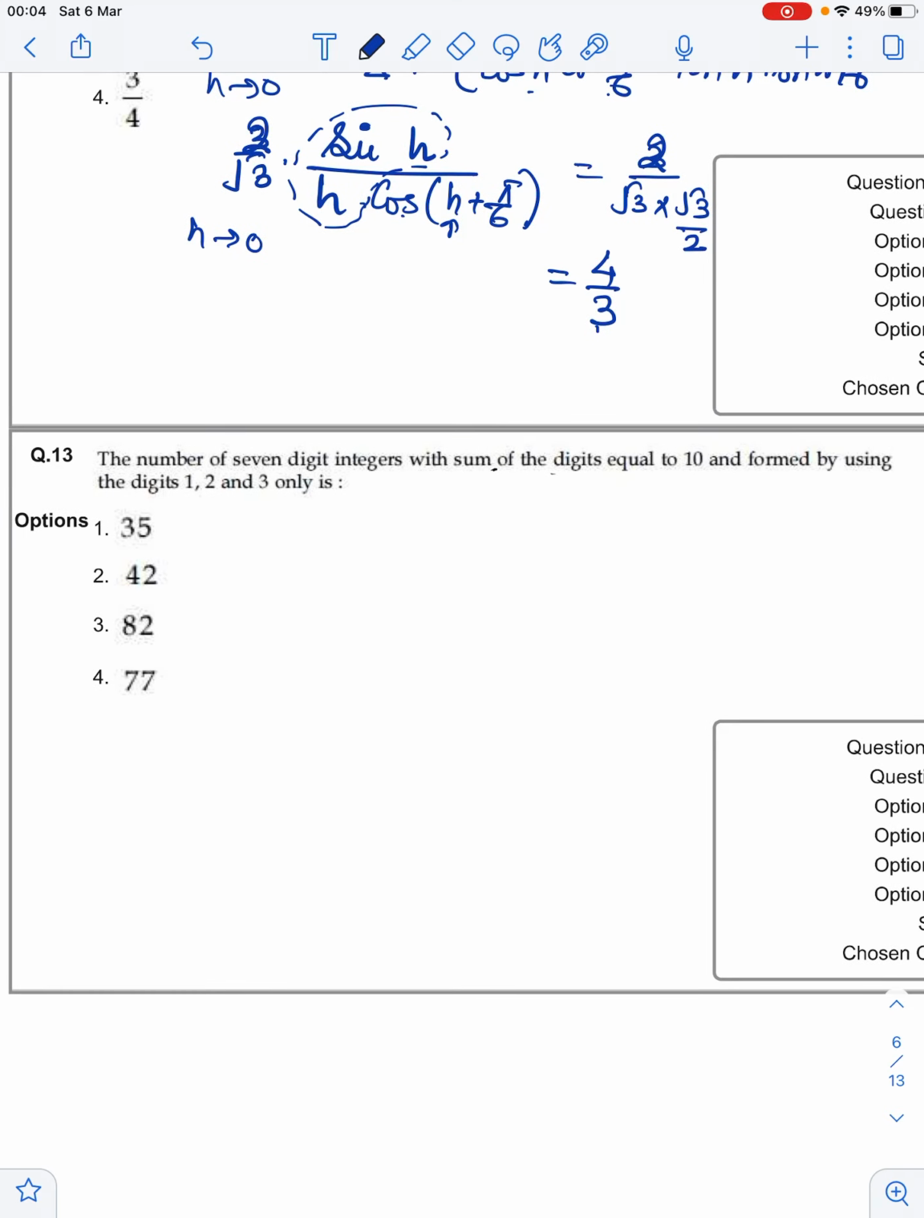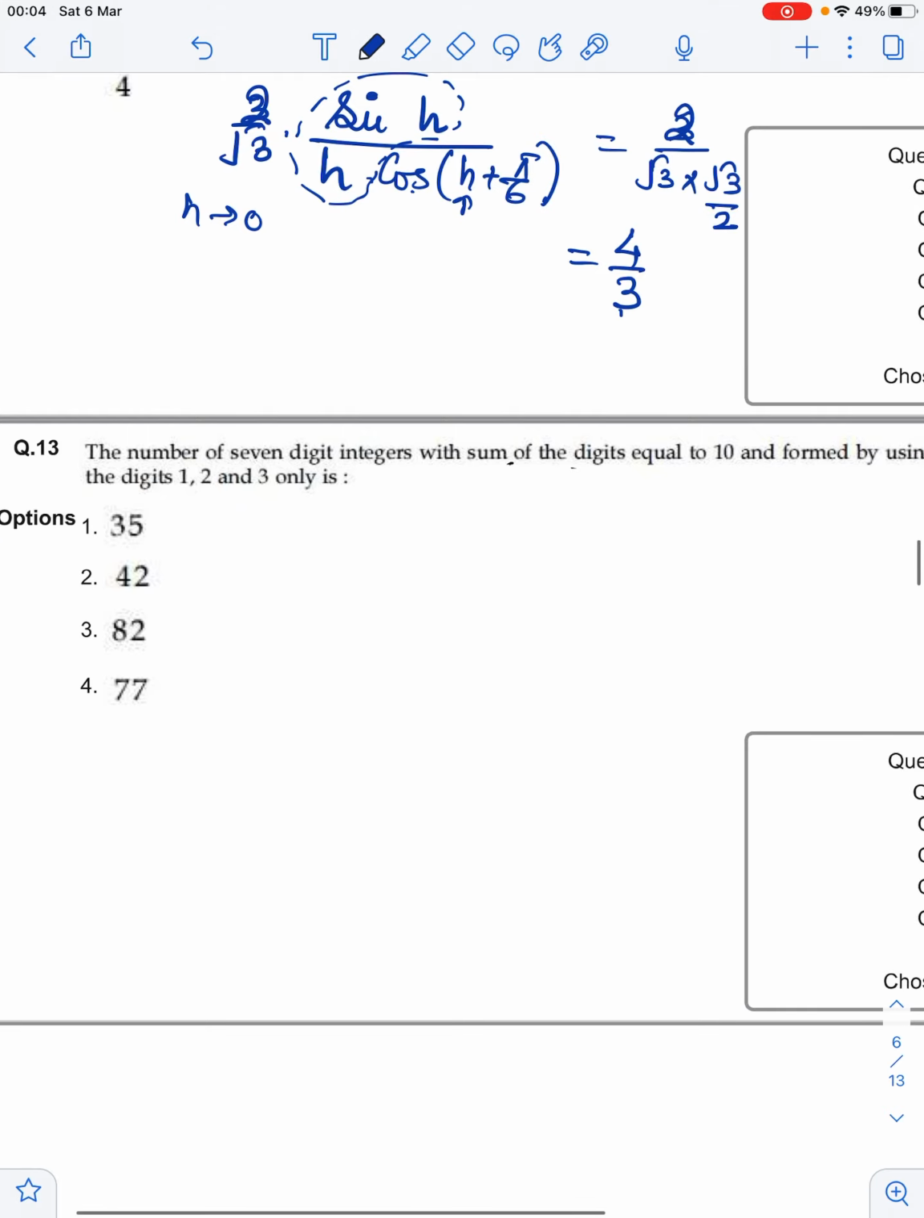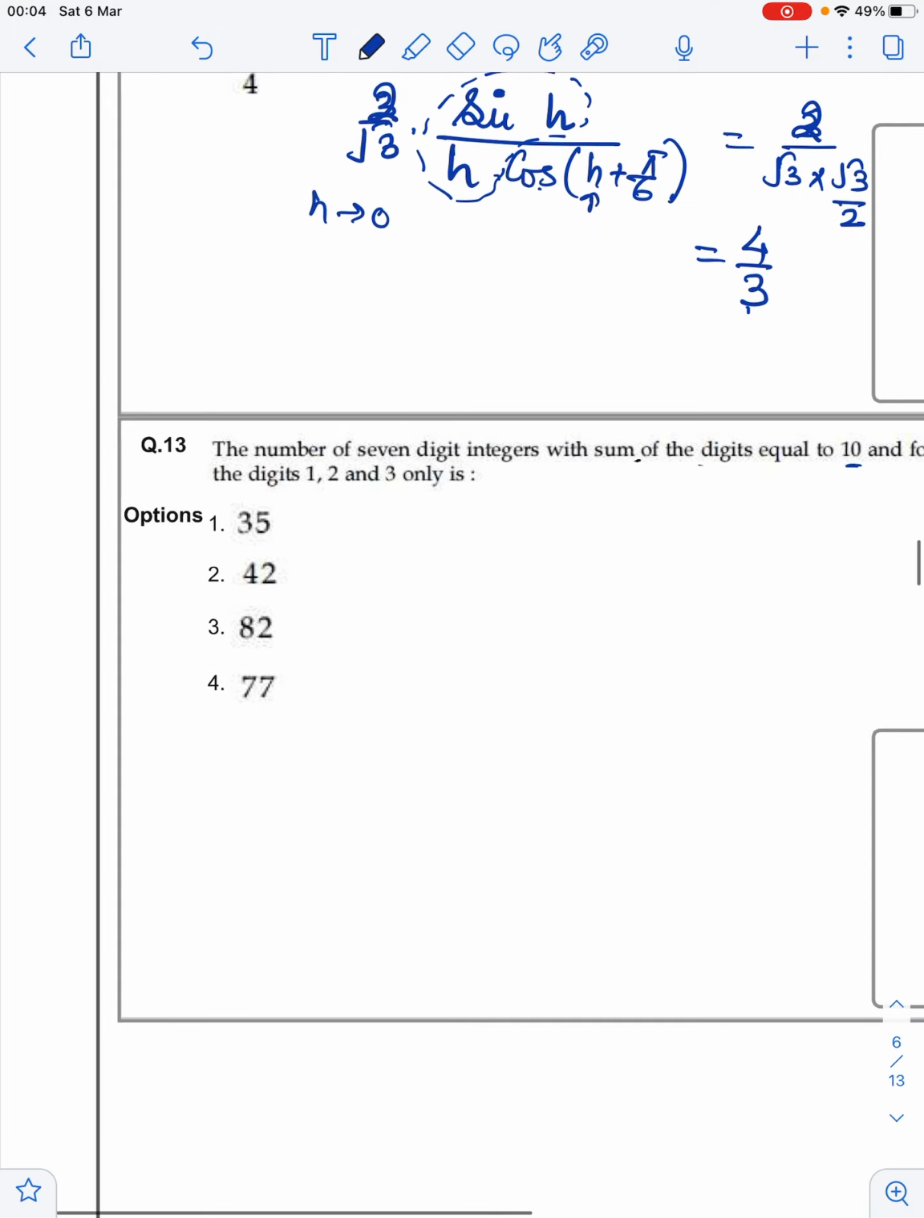Question number 13. Question from permutation: the number of 7-digit integers with sum of the digits equal to 10 and formed by only using digits 1, 2 and 3.